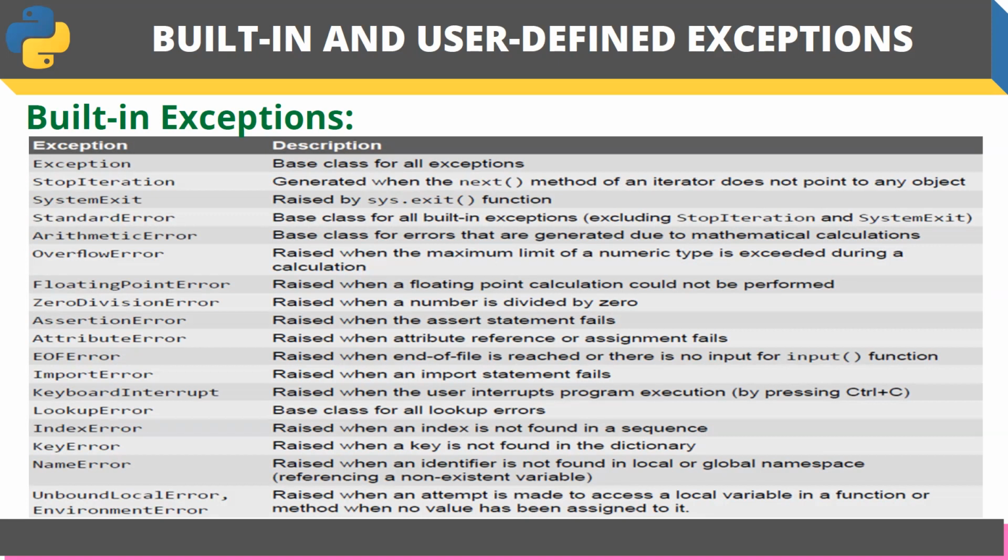Next, coming to ArithmeticError, the base class for errors that are generated due to mathematical calculations. OverflowError is raised when the maximum limit of a numeric type is exceeded during a calculation. FloatingPointError is raised when a floating point calculation could not be performed. ZeroDivisionError is raised when a number is divided by 0. AssertionError is raised when the assert statement fails. AttributeError is raised when attribute reference or assignment fails.